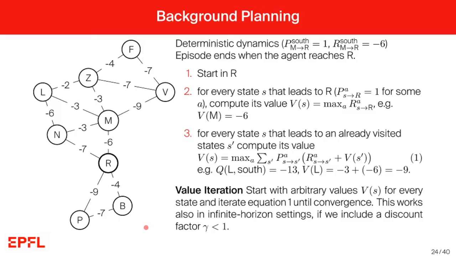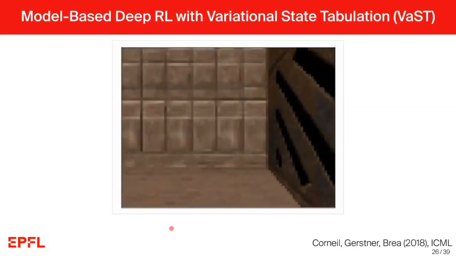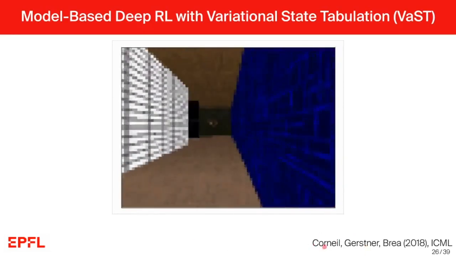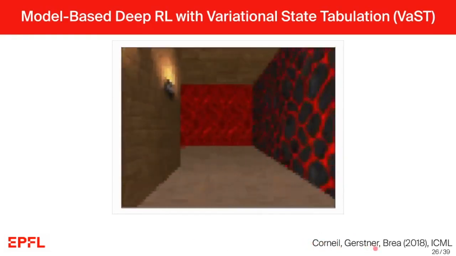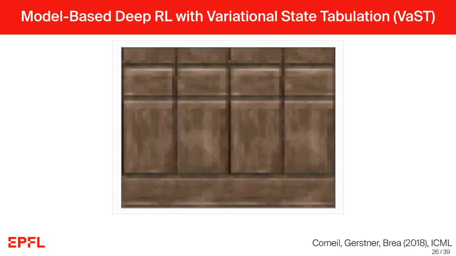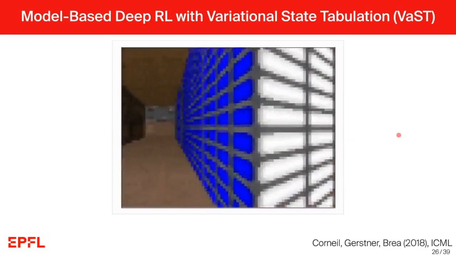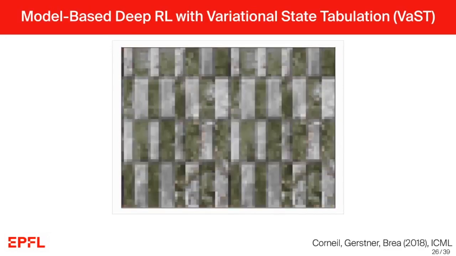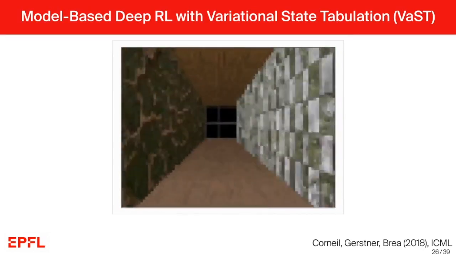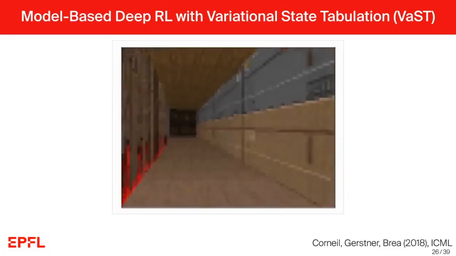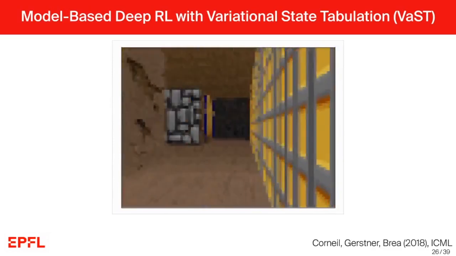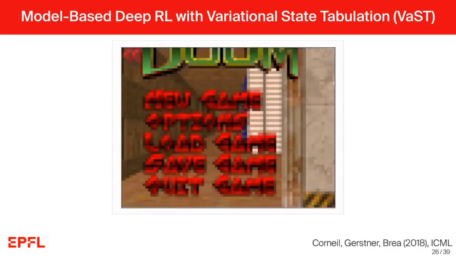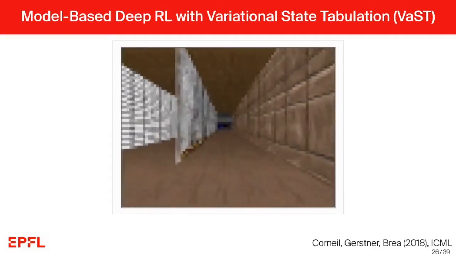Now, how can we apply this kind of background planning in a setting where we would use deep reinforcement learning? In a study that was performed by PhD student Dane Cornell in the lab of Wolfram Gerstner, we looked at navigation in this Doom environment. That's an environment that some of you may know from playing video games. The task that we set the artificial agent was to move around in this maze from arbitrary start locations and find a goal location.